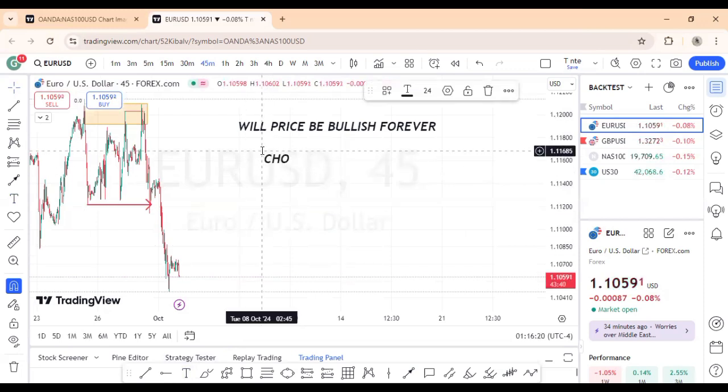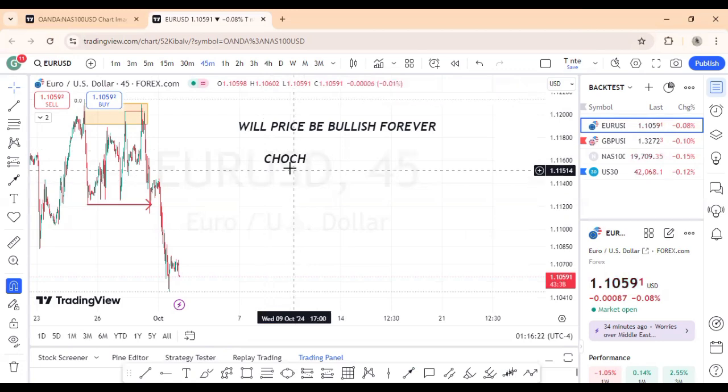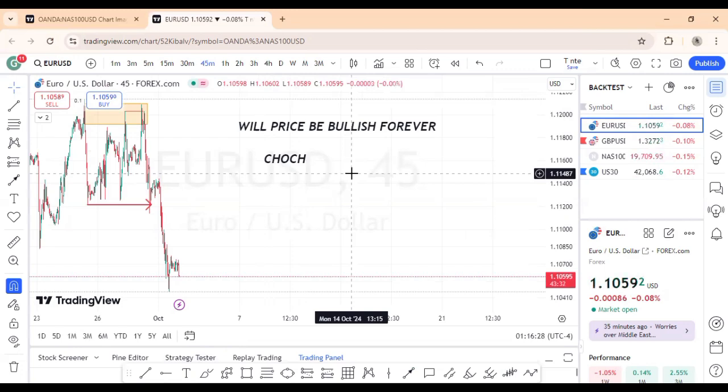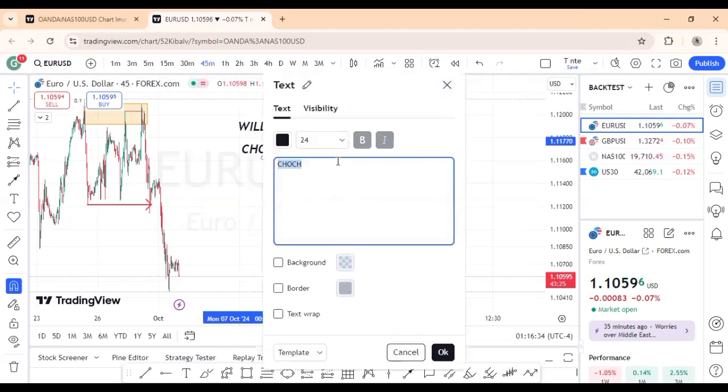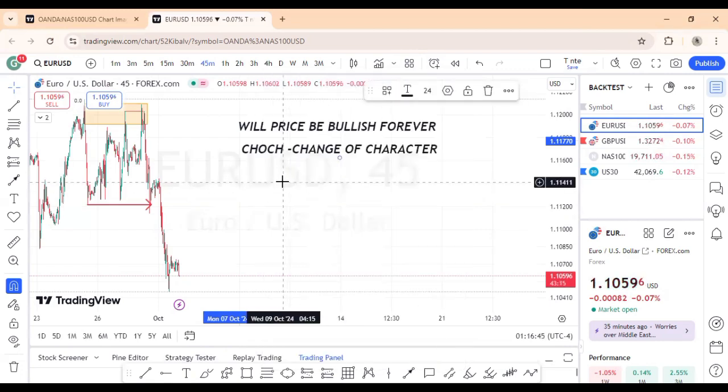A change of character is when the market changes from being bullish to being bearish. That is what happens when the market changes from being bullish to bearish. We call it a change of character. The market has changed its character, it has changed its trend. So that is what we qualify as a change of character.